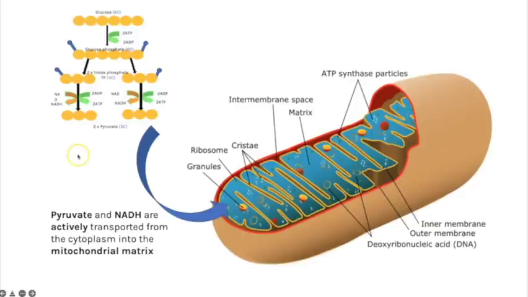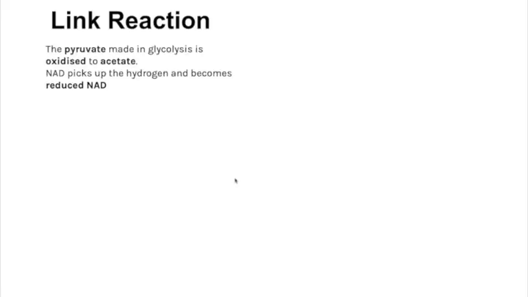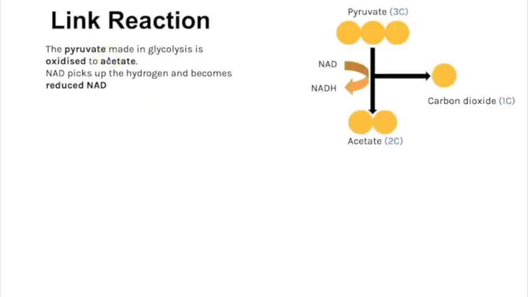So that pyruvate that has been created and the reduced NAD, they are needed in the next stages, which is within the mitochondrial matrix. So they have to be actively transported into the mitochondrial matrix, ready for the link reaction. So the pyruvate is going to be oxidized further to make acetate. We're going to have an NAD picking up a hydrogen to create yet another reduced NAD molecule. So that's the first step we can see here.